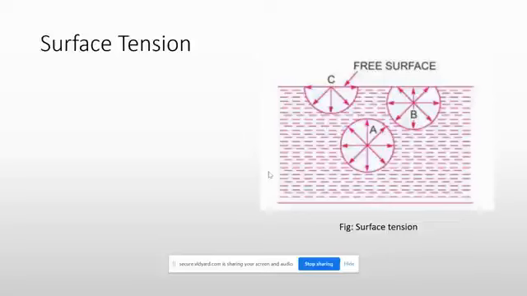Now we'll be discussing surface tension. Surface tension is a fluid property which mainly occurs because of the molecular cohesive force, and we know that matter consists of molecules. Between the molecules, two types of forces exist. One is molecular cohesion force and the other is adhesion force.